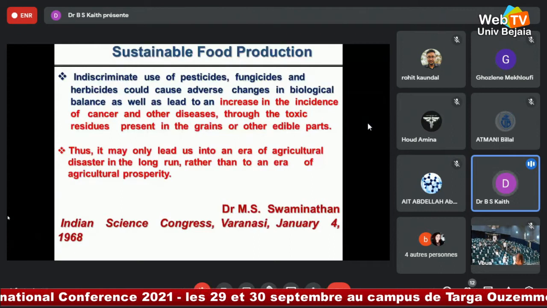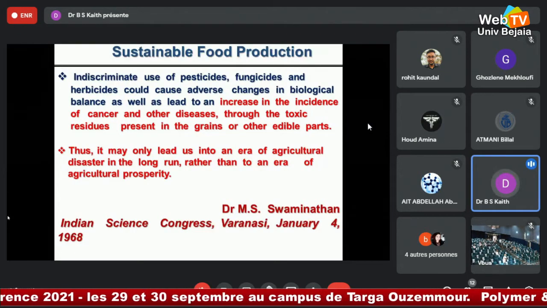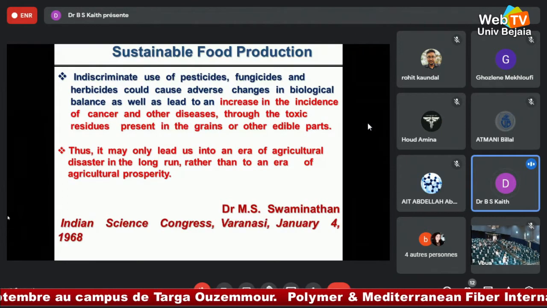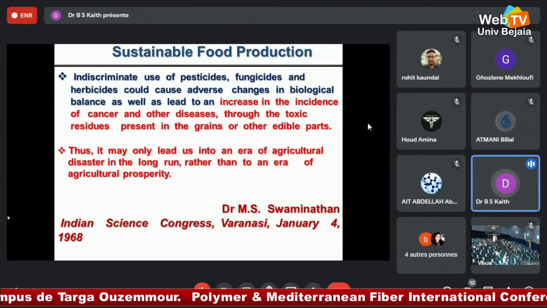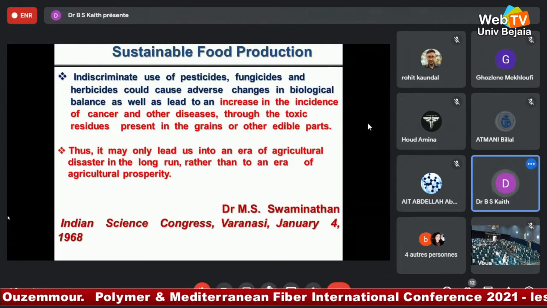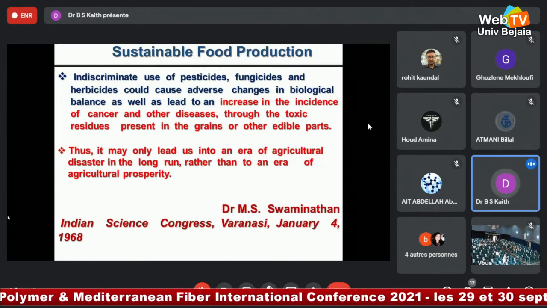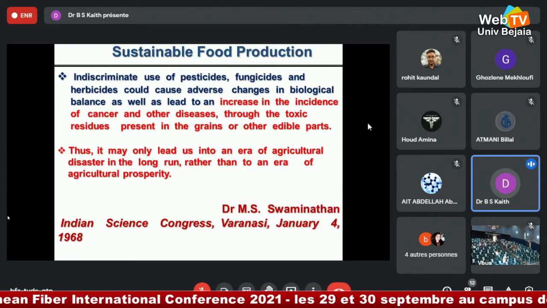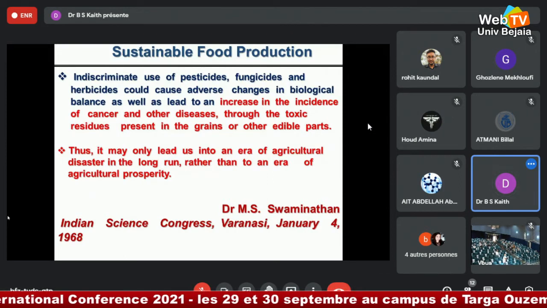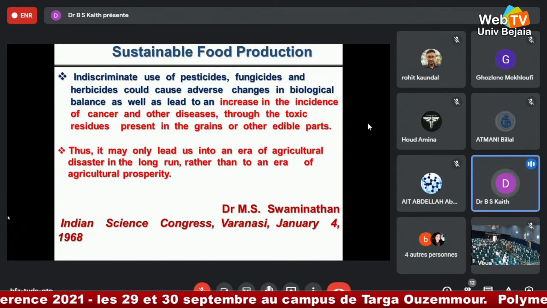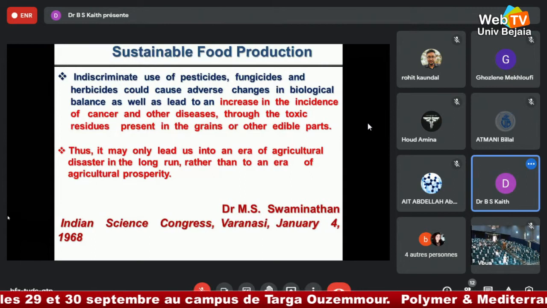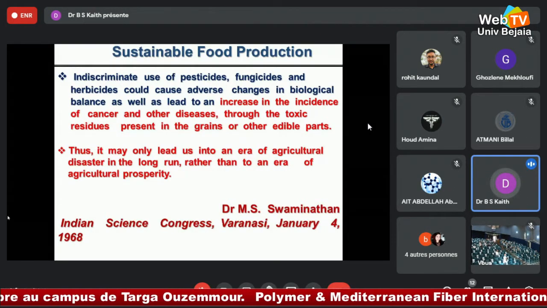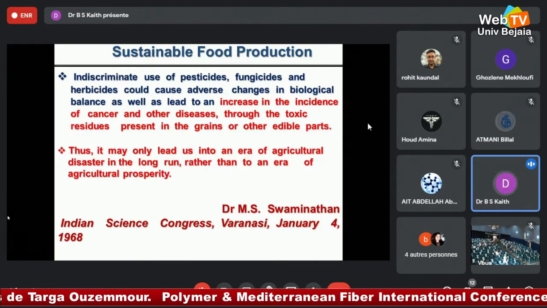So, Dr. M.S. Swaminathan warned the scientists, the agriculturists, the farmers, and horticulturists about the side effects of these insecticides, fungicides, herbicides and other agrochemicals. In 1968, the vision of that person. He said, indiscriminate use of pesticides, fungicides, and herbicides could cause adverse changes in biological balance, as well as may lead to an increase in the incidence of cancer and other diseases.